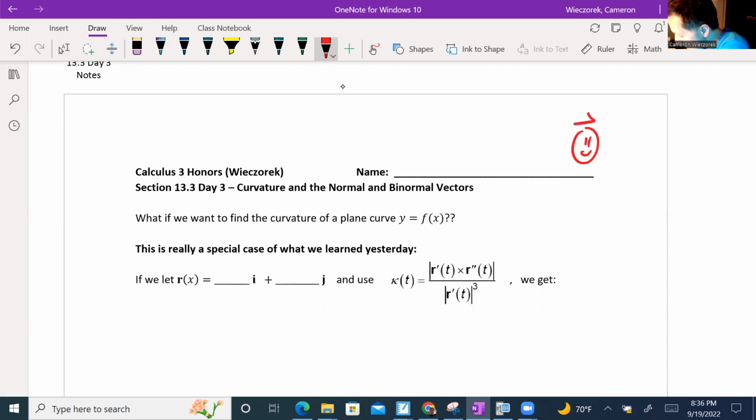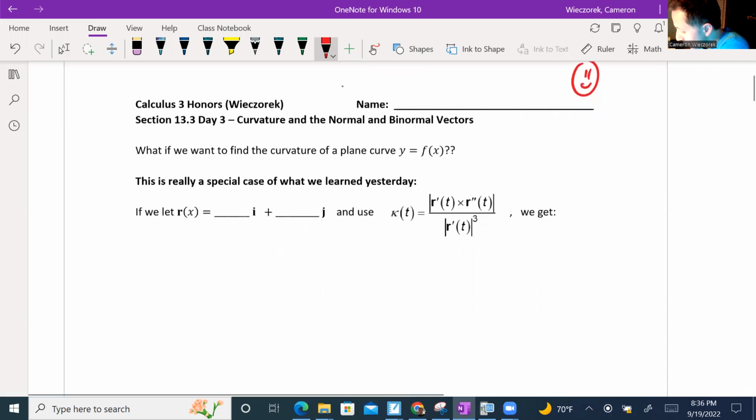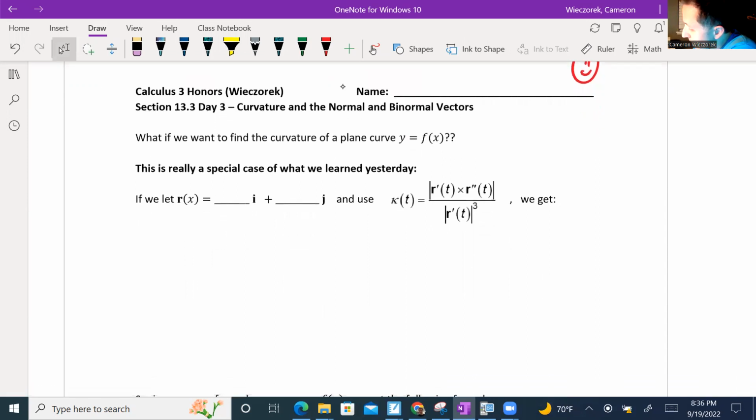There we go. All right, so what if we want to find the curvature of a plane curve y equals f of x? We saw yesterday that we get this curvature function kappa of t if we're dealing with parametrics, which can be defined in one of two ways. We saw that it was the magnitude of the derivative of the unit tangent vector divided by the magnitude of the tangent vector. Sometimes, especially with our last example yesterday, we saw that that's fairly difficult to compute in practice.